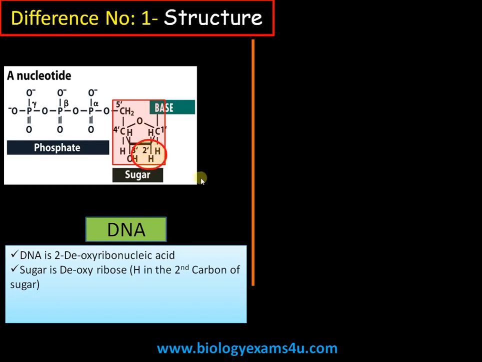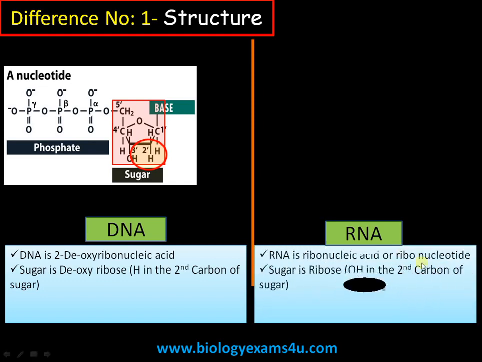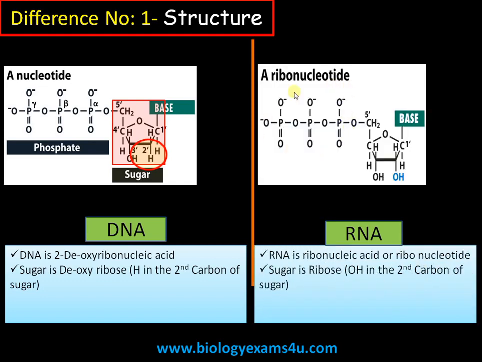Whereas in the case of RNA, RNA is ribonucleic acid. Here the sugar is ribose. There is not much difference in structure. This is a phosphate group, and this is the nitrogenous base, and this is a sugar. In RNA, the sugar is ribose. In the second carbon position, there is a hydroxyl group. In the case of DNA, it is hydrogen. That's why DNA is called deoxyribose, where an oxygen atom is missing. Whereas in the case of RNA, it is an OH group. And this is a basic difference between DNA and RNA.